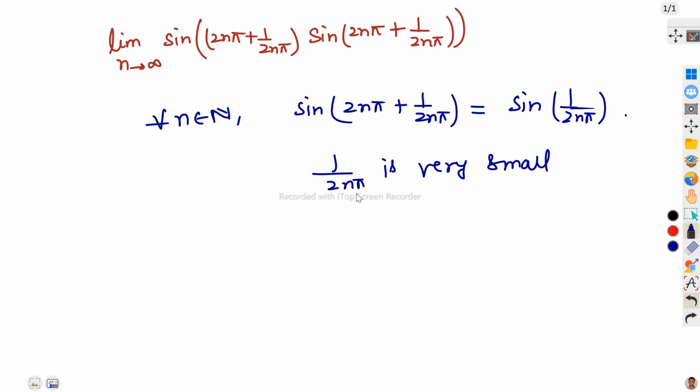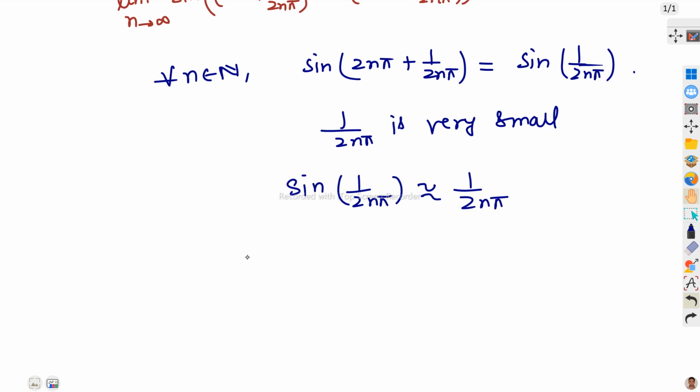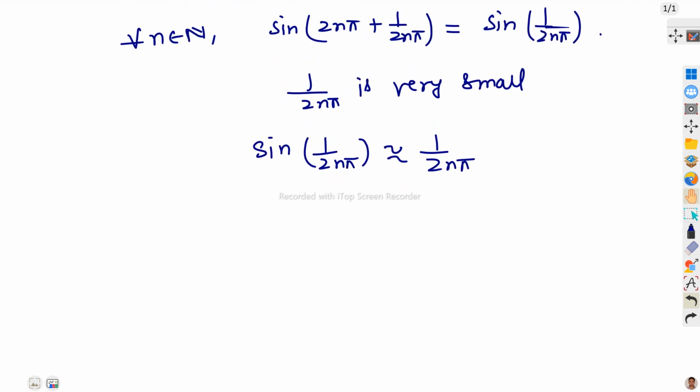So for any small angle, sine theta is equal to theta. So sine of 1 upon 2nπ is approximately 1 upon 2nπ. Since this is a very small quantity, we know that sine theta is near about theta if theta is very small.